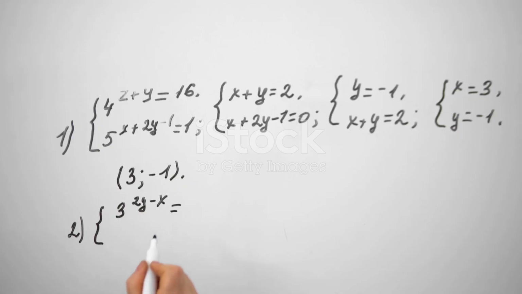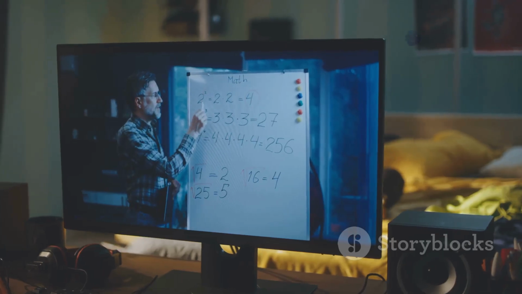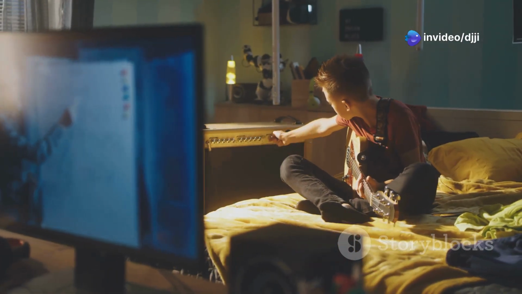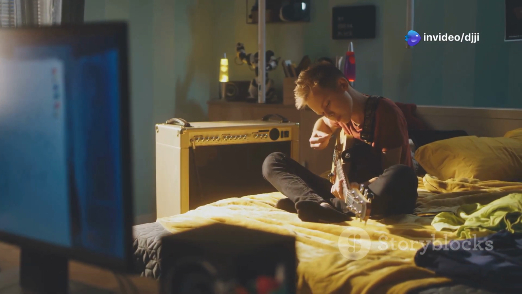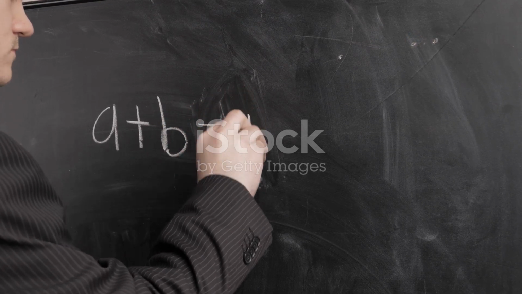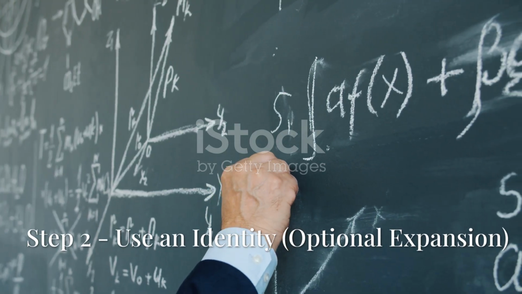Step 1. Recognize the structure. This expression looks like a perfect square trinomial. Sine squared x minus 2 sine x cosine x plus cosine squared x equals the quantity sine x minus cosine x squared. So we can factor it as the quantity sine x minus cosine x squared.